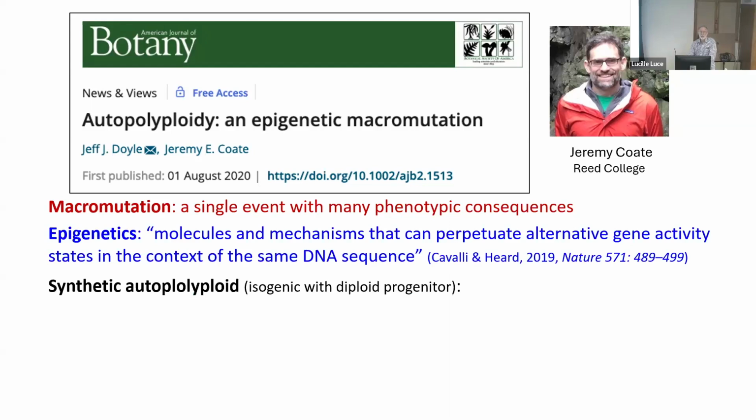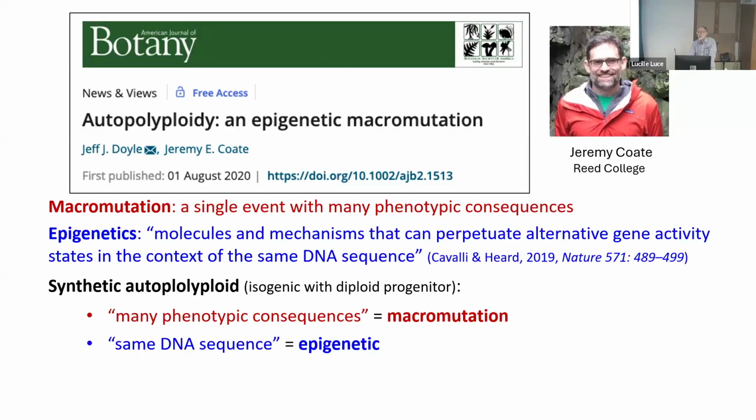Basically, if you make a synthetic polyploid, just double the chromosome number using colchicine, you have a plant that's isogenic with its diploid progenitor. So it has the same DNA sequences, but it also has many phenotypic consequences when you do that. That's the macromutation, and the same DNA sequence is the epigenetic part. So an autopolyploid is an epigenetic macromutation. And that's the source of all of that novelty from the genome doubling part.